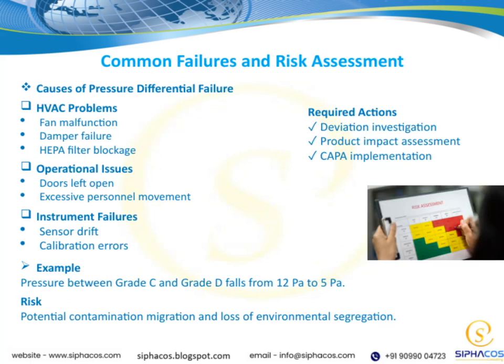Let's look at a common failure scenario, when the pressure difference between grade C and grade D drops from 12 pascals to just 5. This might seem small, but it carries serious risks. Contamination can migrate, and environmental segregation breaks down. To manage this, we need to investigate the deviation, assess any product impact, and implement corrective actions. Causes often come from HVAC issues like fan or damper failures, operational problems such as doors left open, or instrument errors like sensor drift or calibration mistakes.